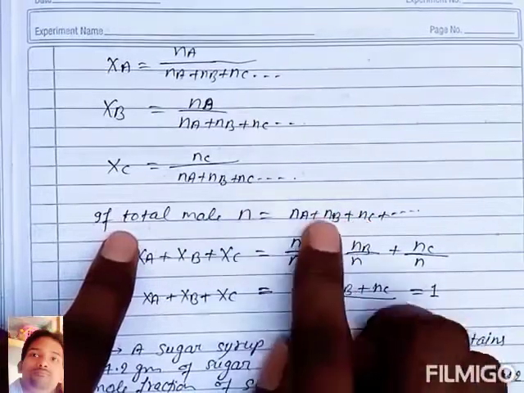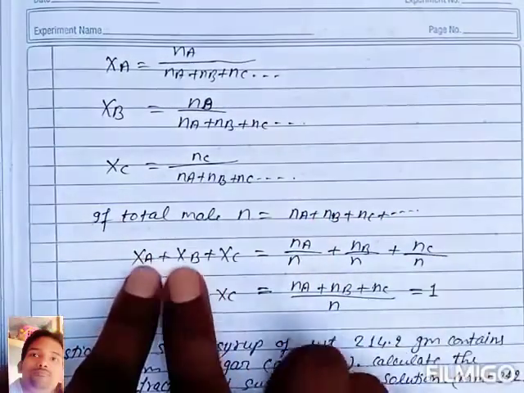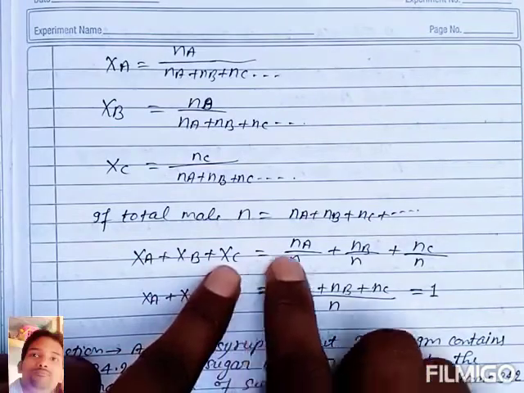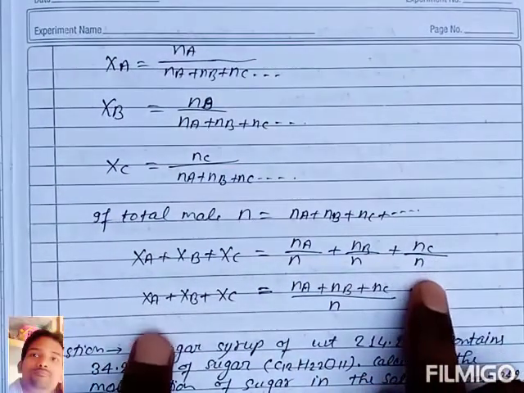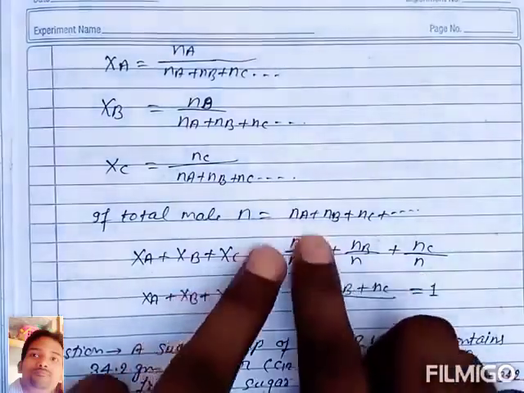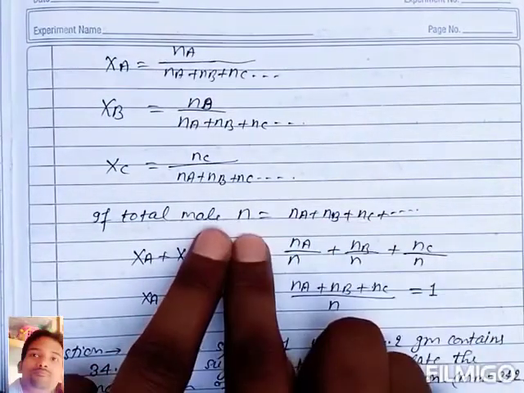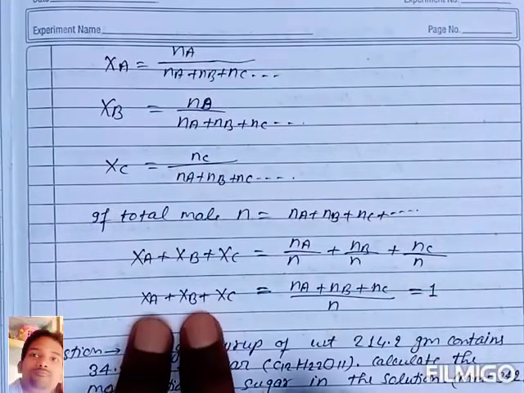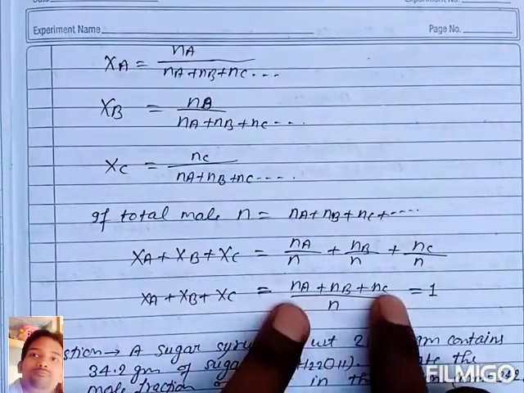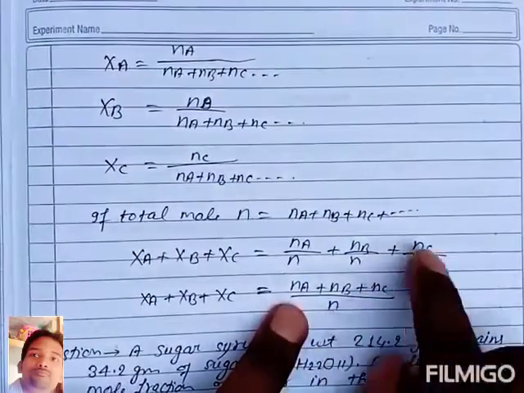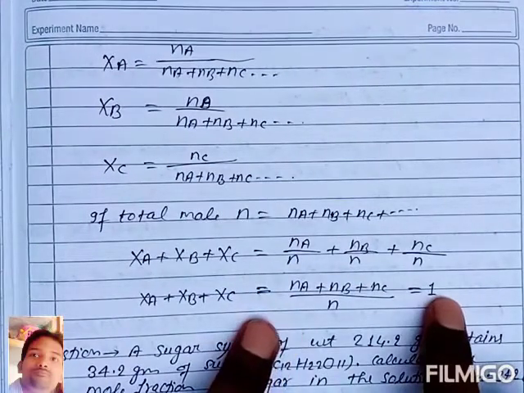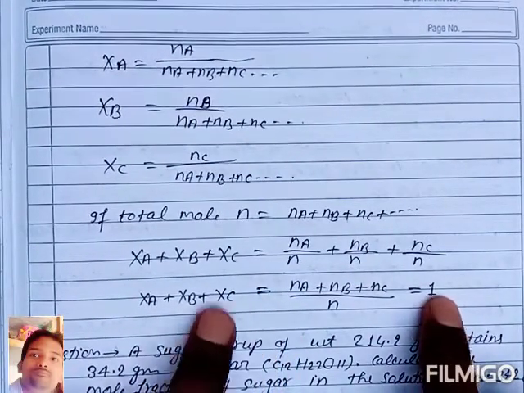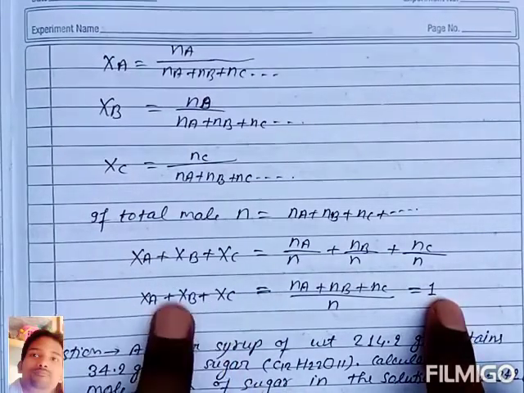If the total mole N is equal to Na plus Nb plus Nc and so on, then Xa plus Xb plus Xc means all the components are summed, so Na by N plus Nb by N plus Nc by N. You have already written Na plus Nb plus Nc is equal to N. So Xa plus Xb plus Xc is equal to Na plus Nb plus Nc, which is N, divided by N, equal to 1. So 1 is the maximum value for the sum of the mole fractions. It will not be greater than 1.